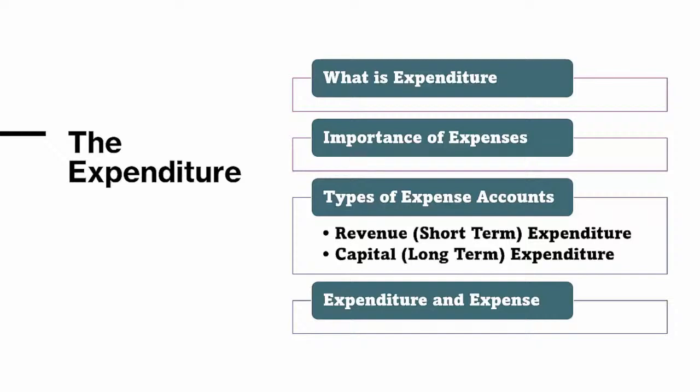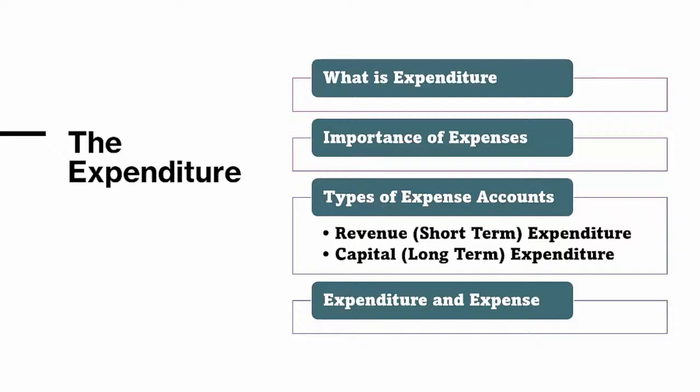3. Impact on financial statements. Expenses directly impact the business's profit and loss statement or income statement because they reduce the business's profit for that year. Capital expenditures are shown on the balance sheet as assets, and their cost is spread over many years through a process called depreciation, gradually writing off the asset's value. Examples of expenditures and expenses.